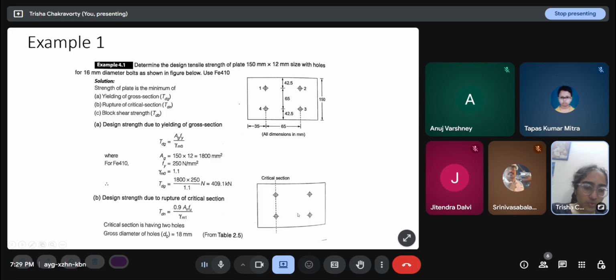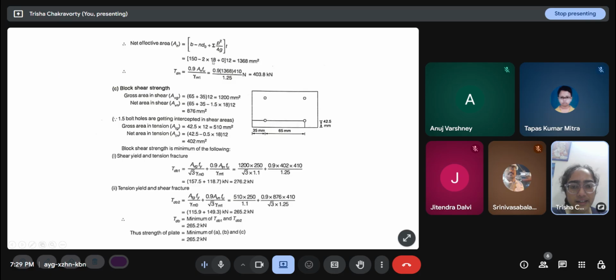So I have to subtract two 18 mm from 150. So 150 minus 18 minus 18, into 12, is the net area. Here the pitch we don't have to consider. T_dn is 0.9 into this area into 410, taking the ultimate strength, divided by gamma_m1 which is 1.25, also given in IS 800. The different partial safety factors you don't have to remember, they will be provided, I guess. And this is 403 kilonewton.